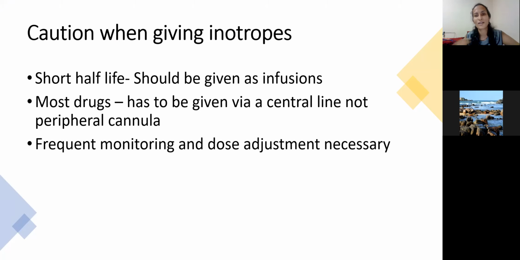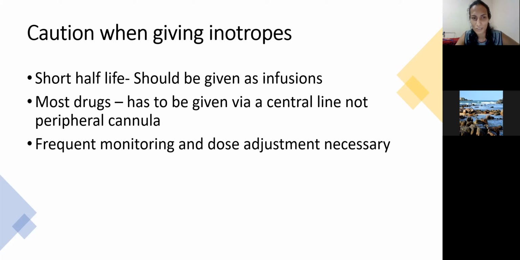That means it will go to the patient as a continuous dosage of drug. Continuously the drug will be going to the patient. So the inotropes have to be given as continuous infusions, and there are special infusion pumps to give these kinds of infusions in ICU.